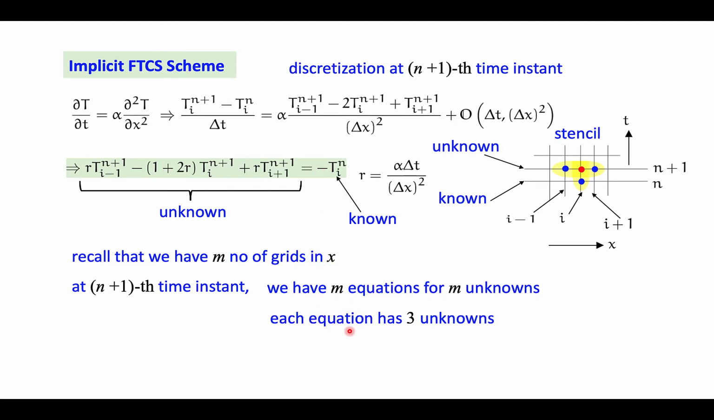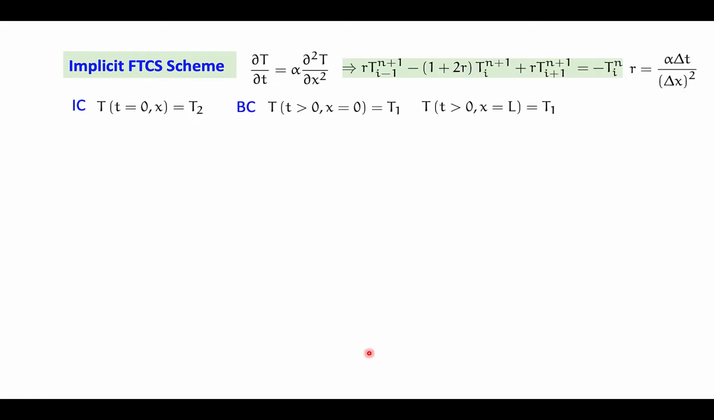Nevertheless, each equation can have at max three unknowns, and you can see one unknown is just before this i, another unknown is just after this i. So it gives us a very familiar structure, that is the tridiagonal system of equations. This is a very nice thing because we already know how to solve the tridiagonal system.